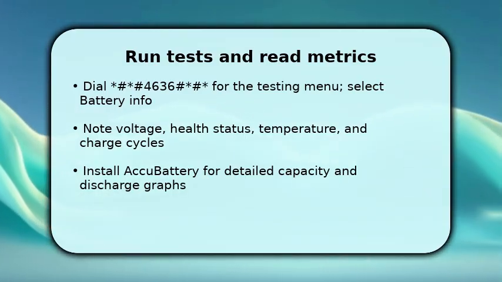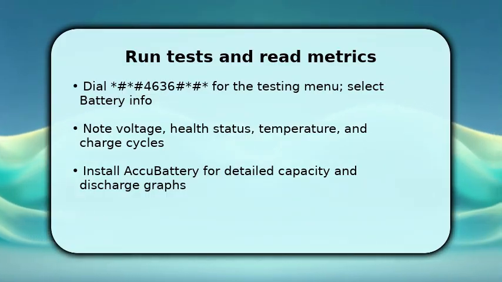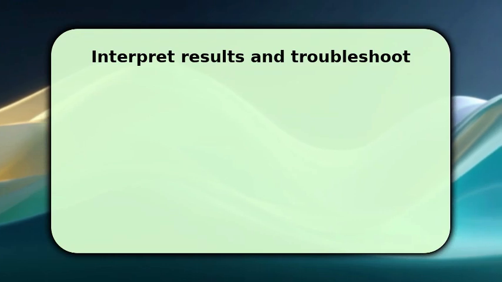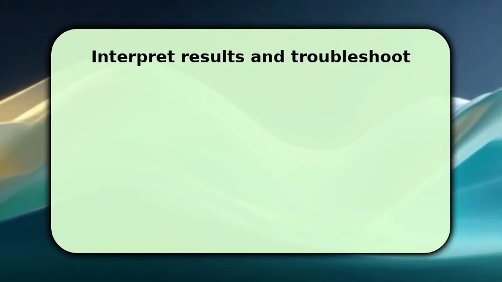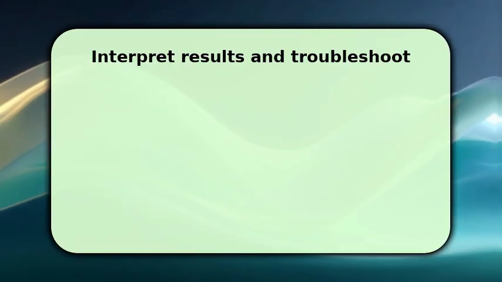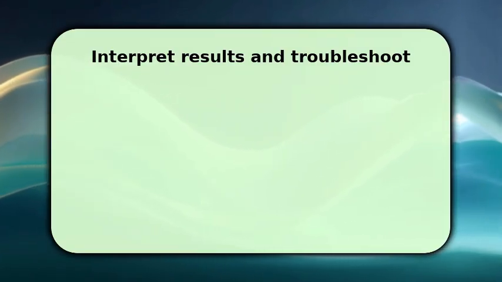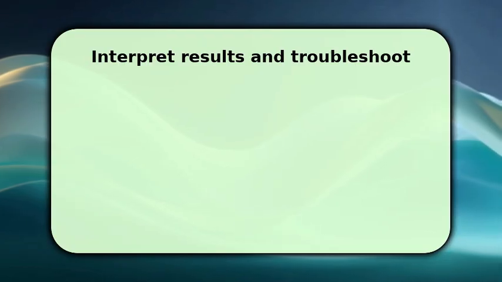Finally, interpret what you found. Divide measured capacity by the original rated capacity to estimate battery health. For example, 4,250 mAh on a 5,000 mAh battery is 85%. Make sure temperature stays under 40 degrees C and voltage is stable. Otherwise, suspect aging or a faulty cell.